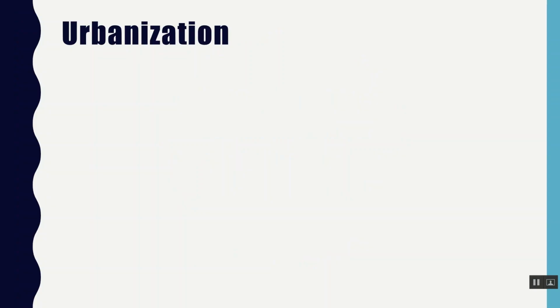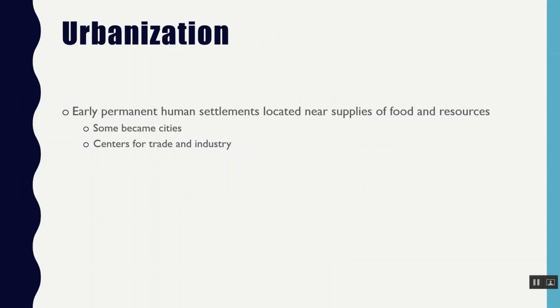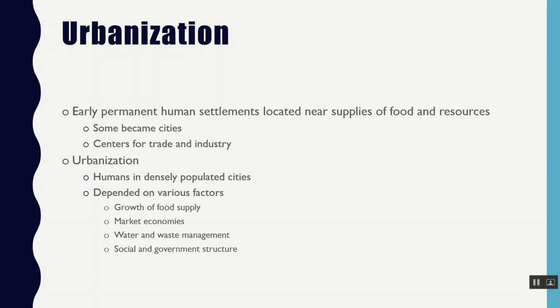So urbanization, basically we had early permanent human settlements that were located near supplies of food and resources. Some of those became cities, some of those cities still exist today, and some became centers for trade and industry. But urbanization is just the process by which humans wind up living in densely populated cities or densely populated areas. So all of San Diego and its surrounding area is considered an urban area.